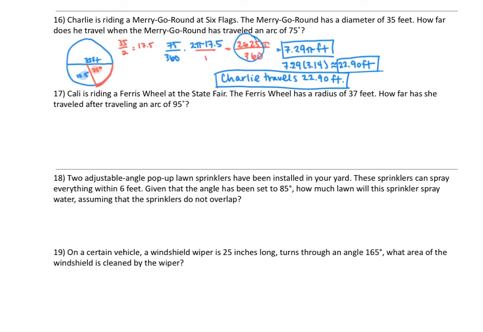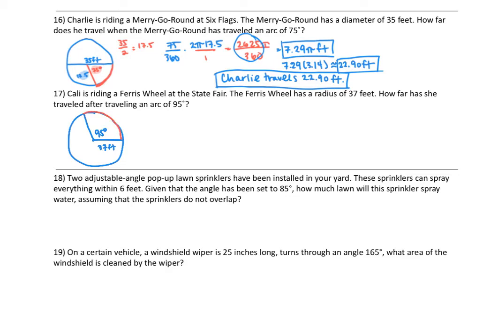Okay, number 17, it says Callie is riding a Ferris wheel at the state fair. The Ferris wheel has a radius of 37 feet. How far has she traveled after traveling an arc of 95 degrees? So I'm going to draw my Ferris wheel. We know that the radius is 37 feet, and after traveling an arc of 95 degrees, we want to know how far has she traveled.